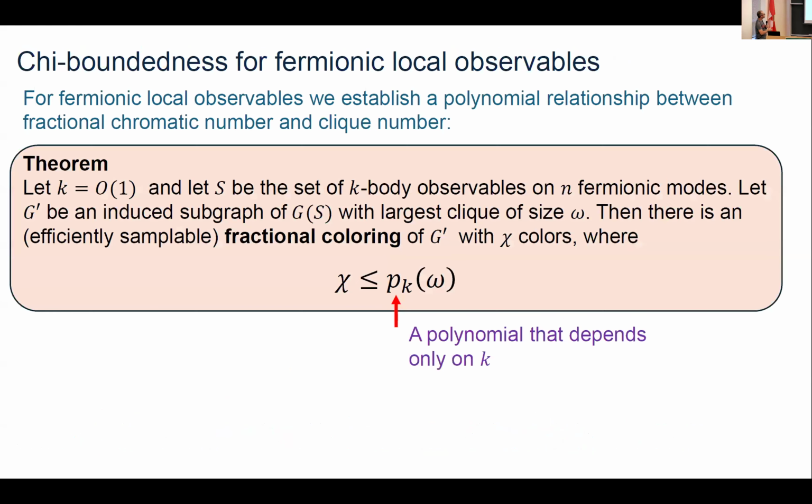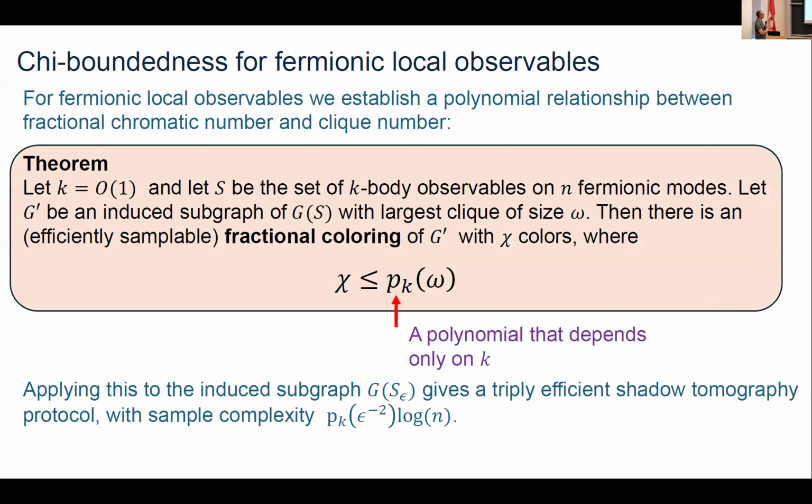Okay, and then we do a similar thing. I talked about all Paulis, but we do a similar thing for K-body fermionic observables. This is technically more complicated. It improves exponentially over previous protocols that were based on single copy measurements.